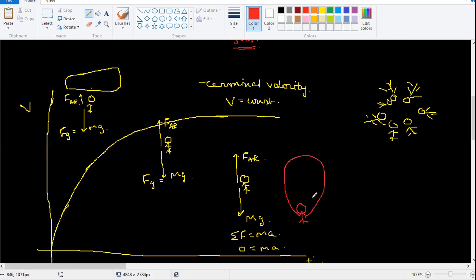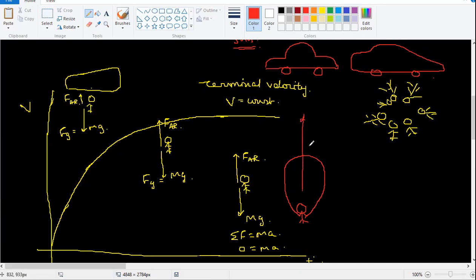The moment you open the parachute, what happens? The air resistance will be much higher. Why? Because I told you a BMW car is going to have much less air resistance compared to an Ambassador car in the olden days. I don't see much of an Ambassador car these days. The area is almost the same, but the design is something different. So the parachute is going to increase the air resistance. The air resistance will suddenly increase to a very high value. What happens to the weight? Does the weight change or does the weight remain the same?